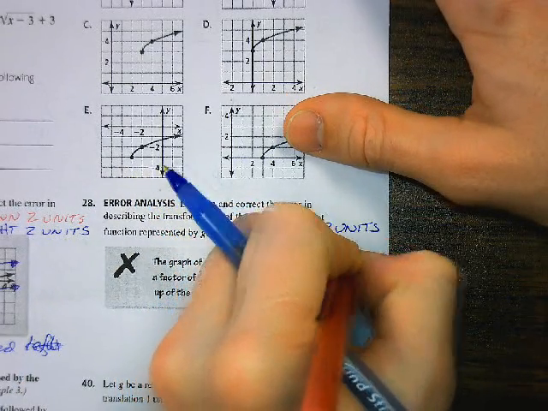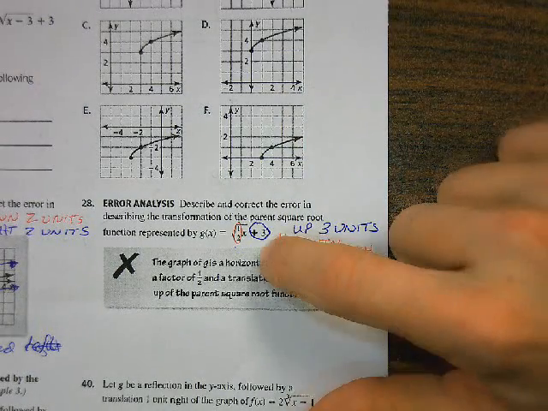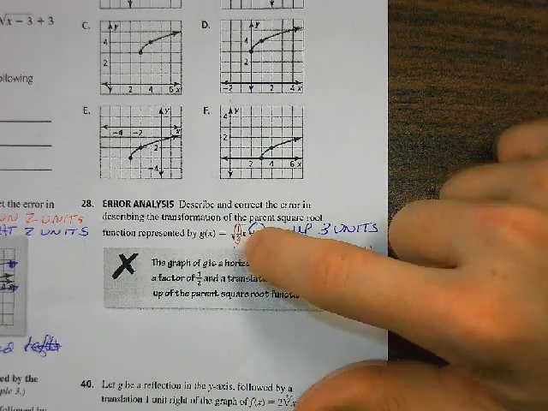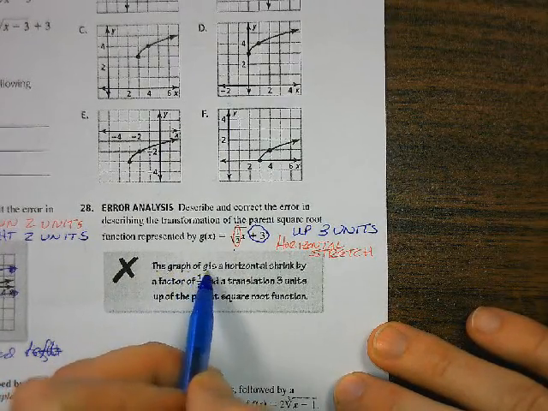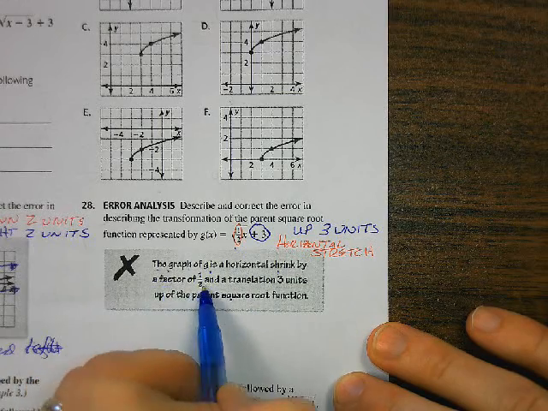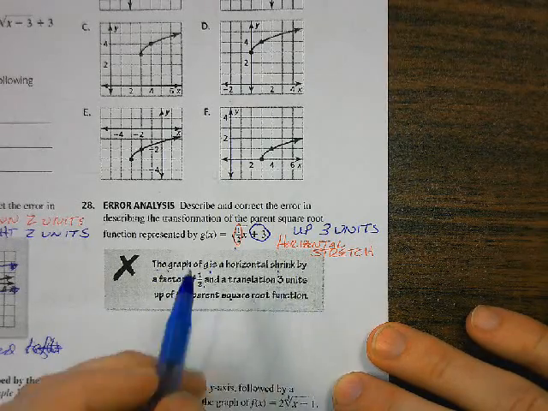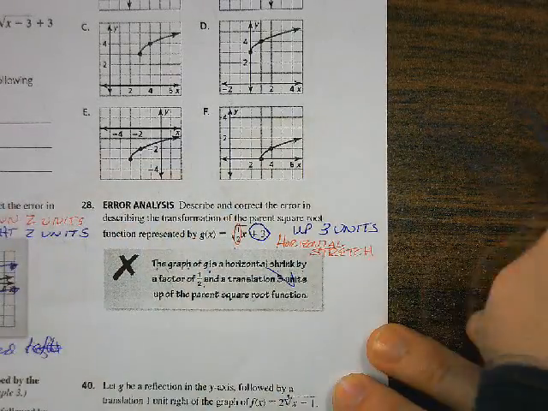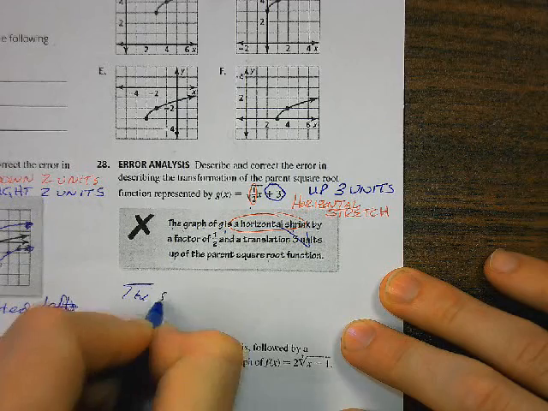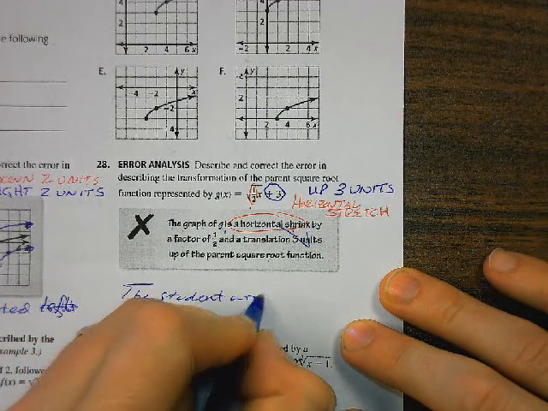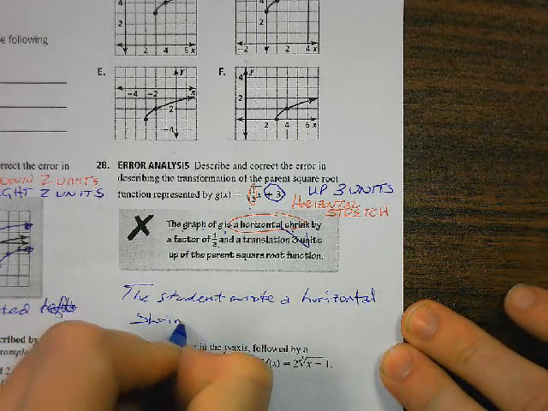Let's see what the student wrote. The graph of G is a horizontal shrink by a factor of 1/2 and a translation of 3 units up of the parent square root function. 3 units up is for sure happening. This horizontal shrink should actually be a horizontal stretch. So we're going to write that down here. The student wrote a horizontal shrink. It is a horizontal stretch by a factor of 2.